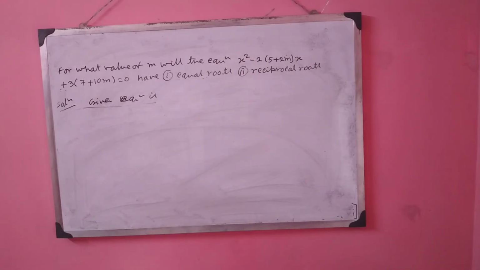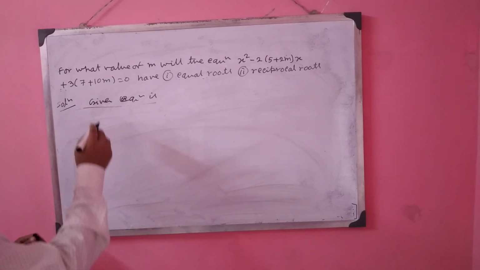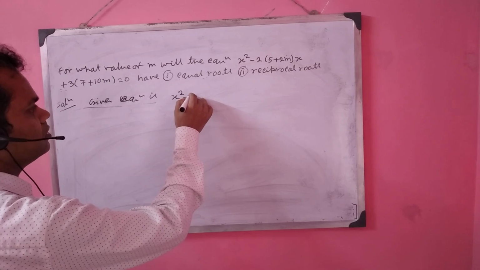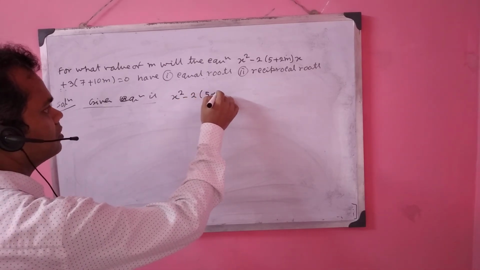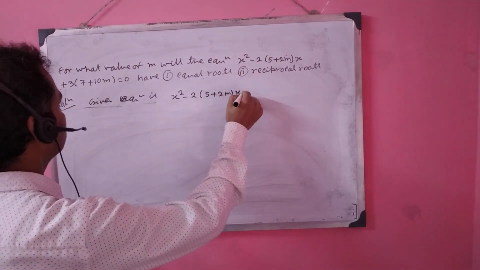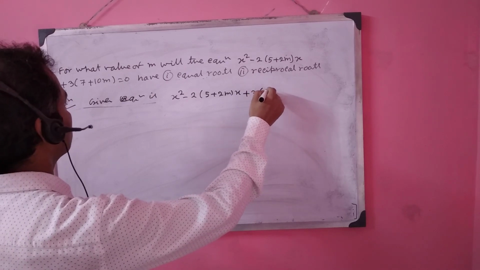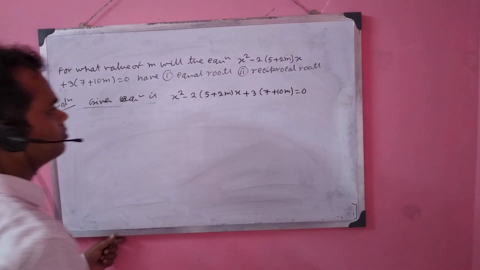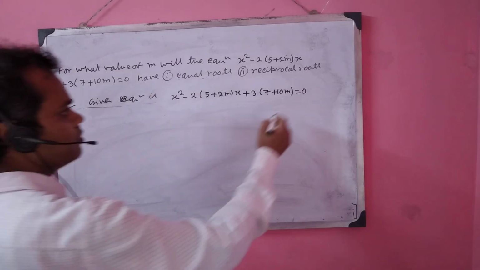For what value of m does the equation x² − 2(5 + 2m)x + 3(7 + 10m) = 0 have equal roots and reciprocal roots? So the given equation is x² − 2(5 + 2m)x + 3(7 + 10m) = 0. This is equation 1.